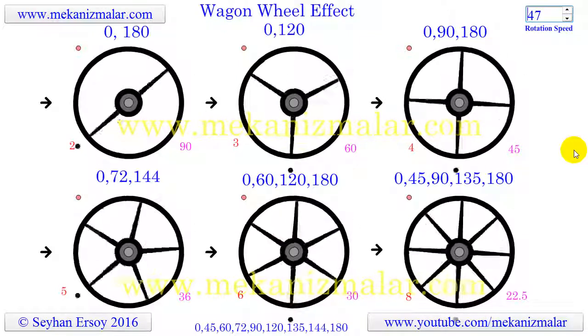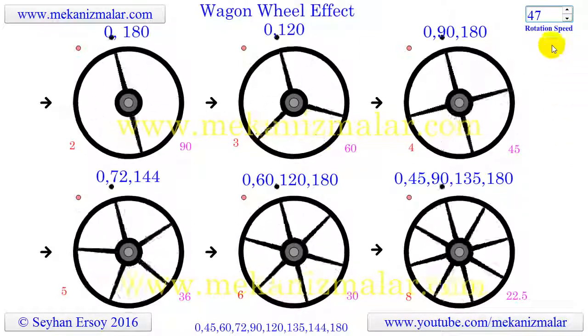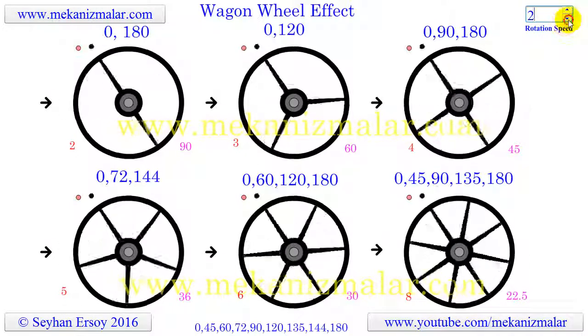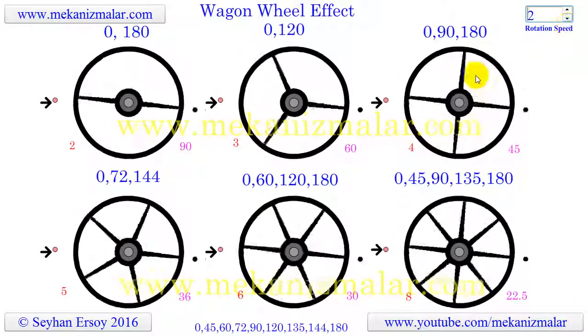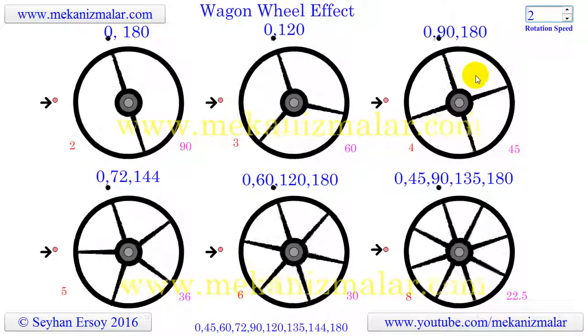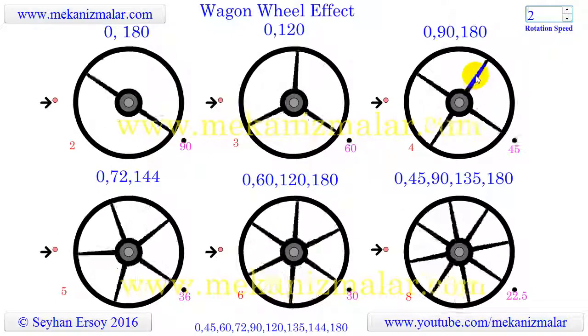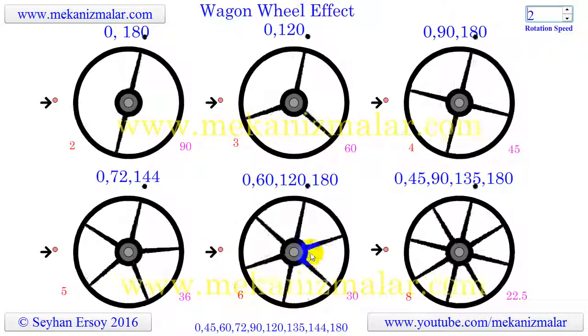This effect is caused by the number of spokes in the wheel and by the number of frames per second the movie is recorded in. Since movies are recorded in 24 frames per second, and if the wheel has 6 spokes, it will look like the wheel is standing still if it is rotating 60 degrees in 1/24th of a second.